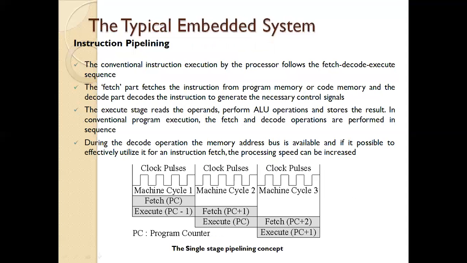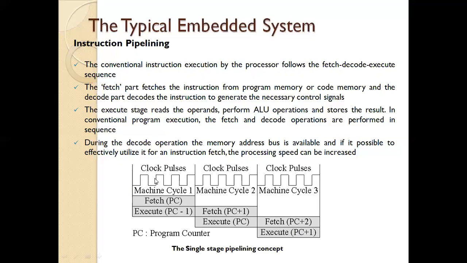Next we'll see what is instruction pipelining. As we heard how the instructions are executed, how the instructions are fetched and how they are decoded. If you see this diagram, this is a single stage pipelining concept. To execute any instruction, there will be many stages of pipelining. So we'll see single stage pipelining, how the pipelining is done.